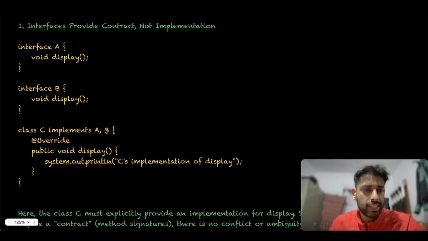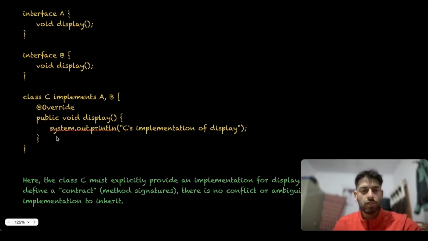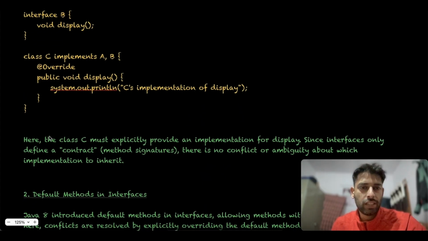So consider this case. It is similar to the above one: there is one interface A and interface B, and they both have a display method, but they don't have an implementation because in interfaces methods can be abstract. Since we don't have any implementation of the display method, class C inherits from both A and B, and because the display methods of A and B are both abstract and don't have an implementation, class C has to provide its own implementation details. So that's how class C will have its own implementation, and there will be no situation of ambiguity in this case.